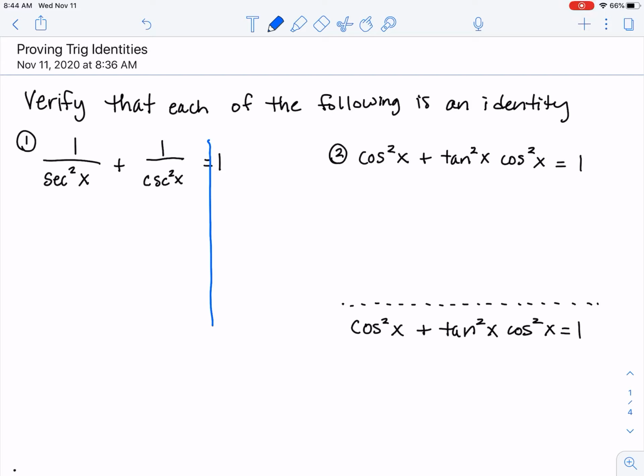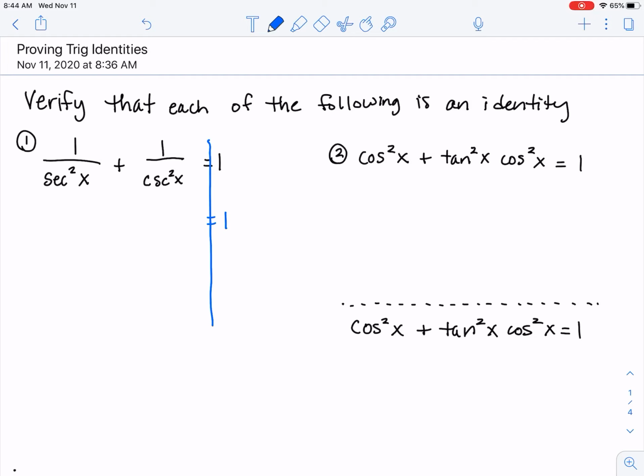Well, here's what I know. The right-hand side, well, guess what? It's already simplified. It equals 1. So to verify an identity, that's all you've got to do. Prove the left-hand side equals the right-hand side. So it would be helpful to have your card with all of those identities in front of you.